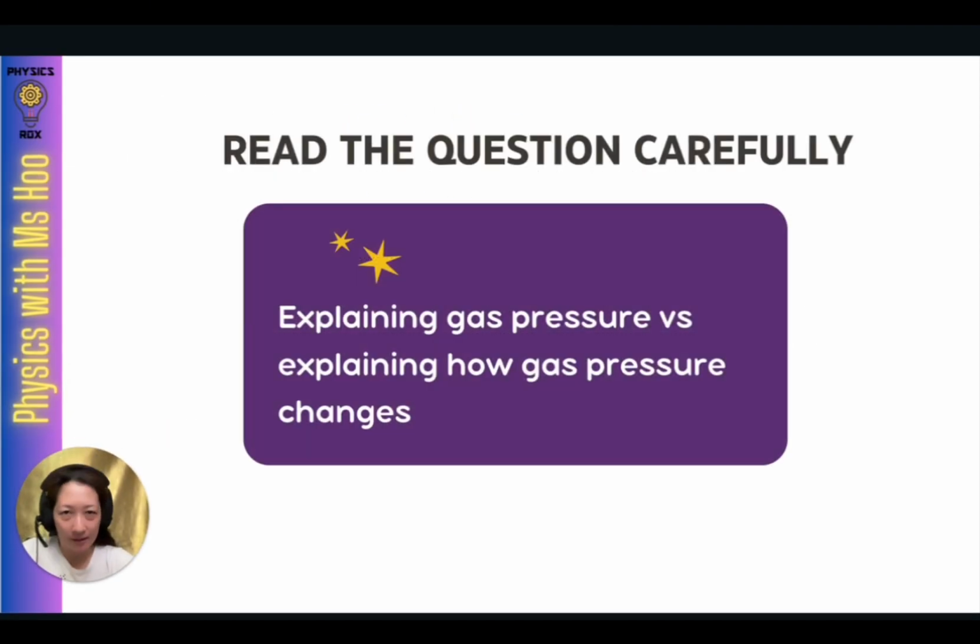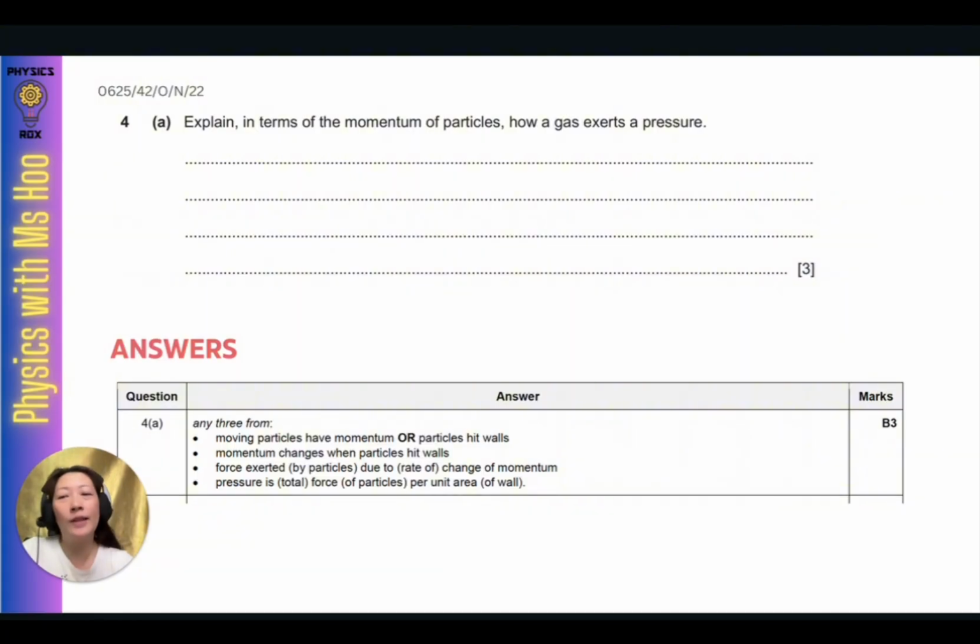Now, a particular concept which I find that many of my students tend to get confused about is this particular concept, which is why I have selected it and highlighted it in this part of the video. The concept in question is explaining gas pressure versus explaining how gas pressure changes. Now, what is it that the students find confusing? Let's take a look at the next couple of slides at the example of questions. So this is an extract from Winter 2022 paper variant 2.